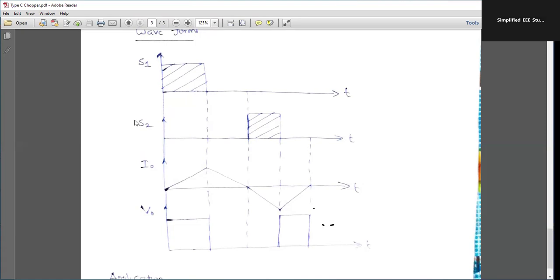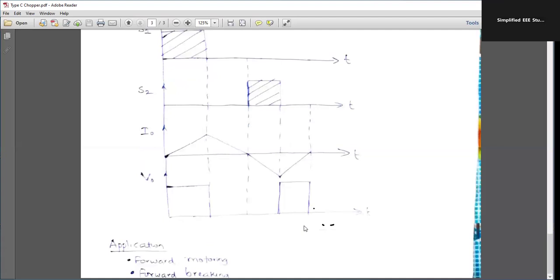Now, if I talk about S2, whenever S2 is on, what is going to happen? The stored energy in the inductor is getting released, so the output voltage is also zero. Whenever S2 is at off condition, what is going to happen? The inductor current will get a value, but in the reverse direction only. So the value of current is negative. That is what you can see: I naught is getting negative here. So whenever S2 is off, we are able to get the output voltage. This is regarding the waveform.